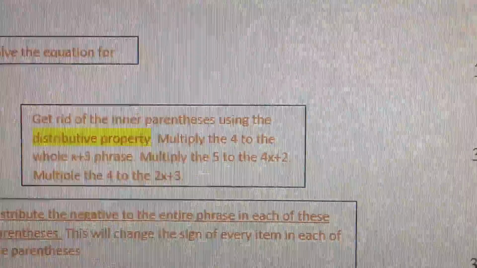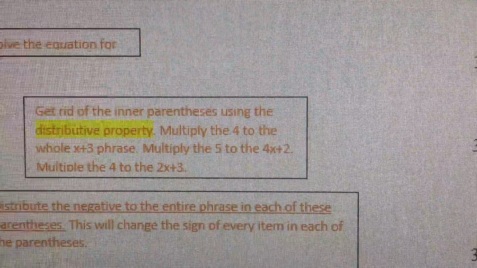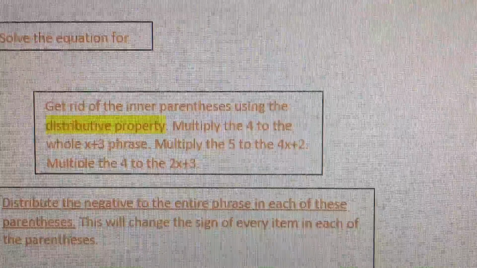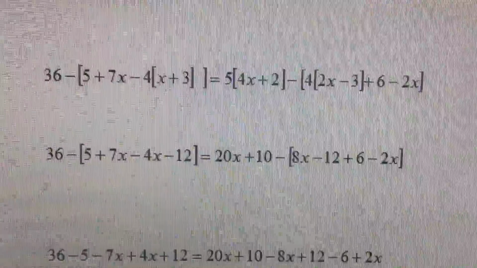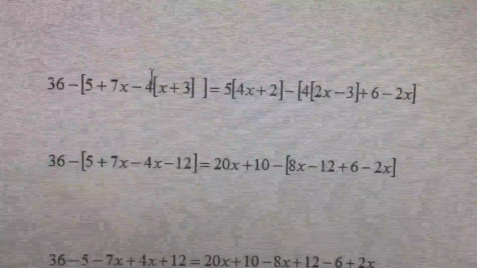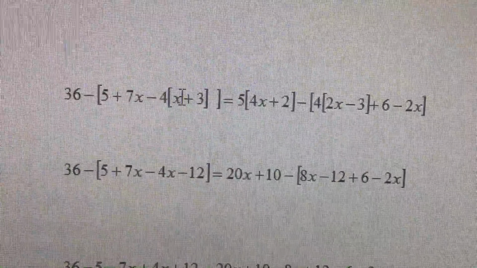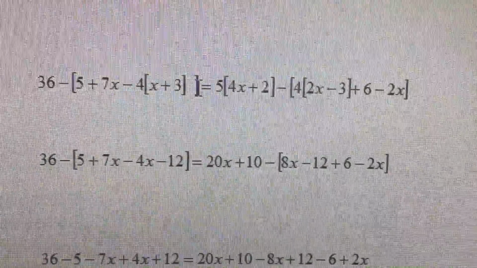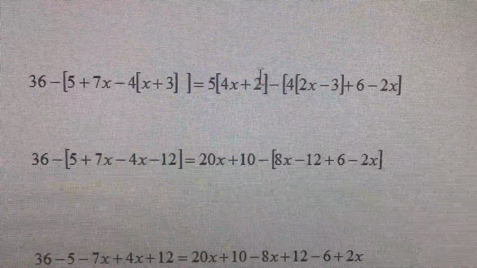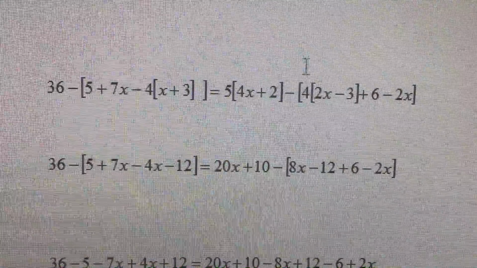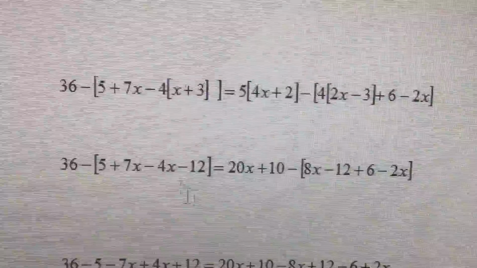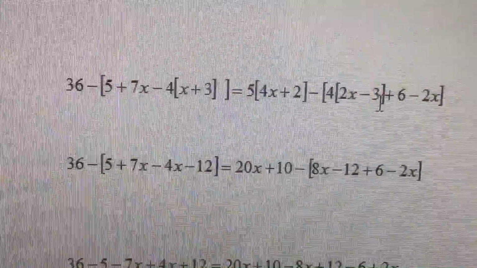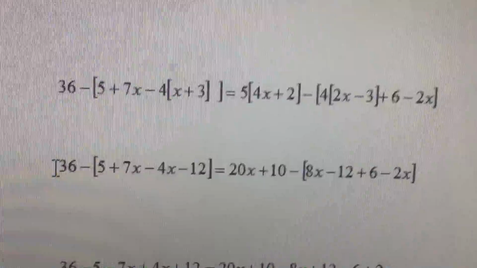Multiply the 4 to the whole x plus 3 phrase, and the 5 to the whole 4x plus 2, and the 4 to the 2x plus 3. So basically we're using the distributive property. So up here, multiplying this 4 to this part to get rid of this parenthesis. We can get rid of this one automatically because there's no other brackets around it. And then we're going to multiply by this 4 to get rid of that parenthesis. So then we just have big parentheses. Not so many, not as scary looking, right guys?